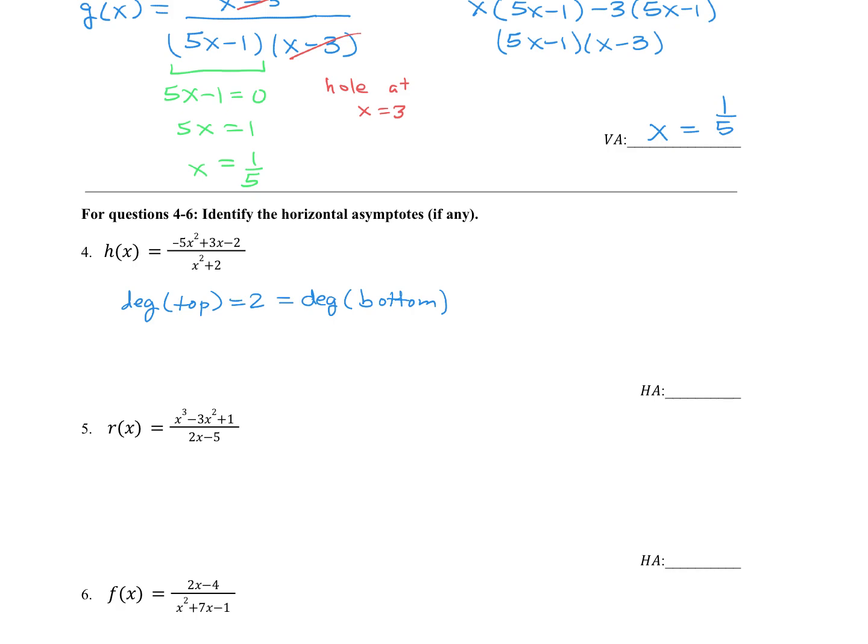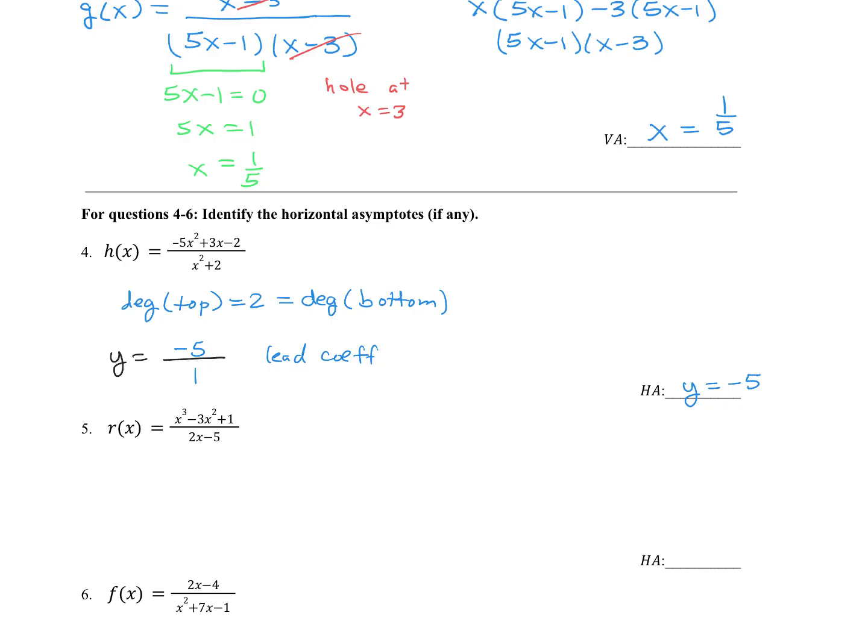And because the degrees are the same, we take y is equal to the ratio of the leading coefficients. So upstairs, the leading coefficient on x squared is -5. And down below, the leading coefficient on 1x squared is 1. So my horizontal asymptote is y is equal to -5. And again, what that means is that the far right of the graph and the far left of the graph approach -5 as you go on in both those directions.